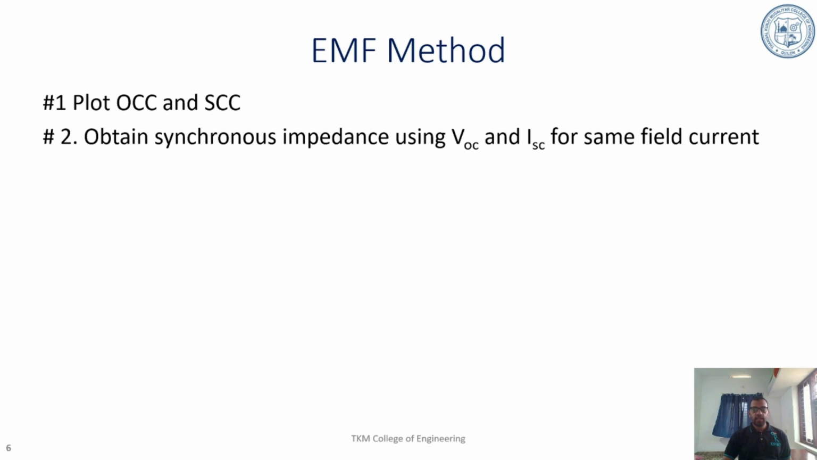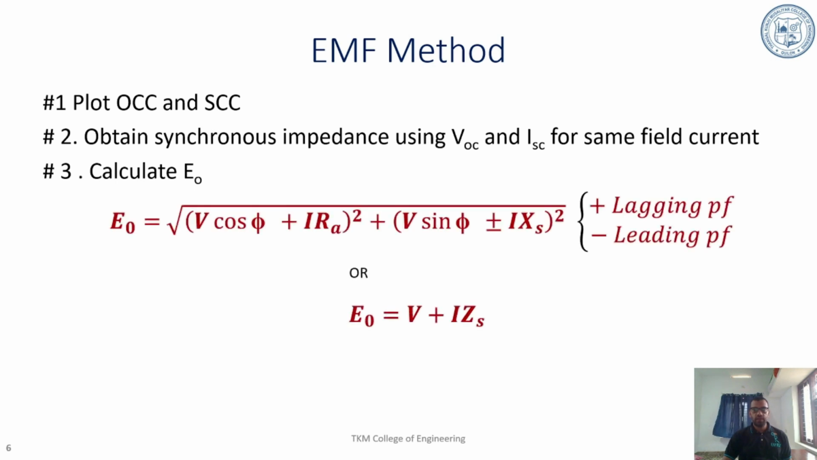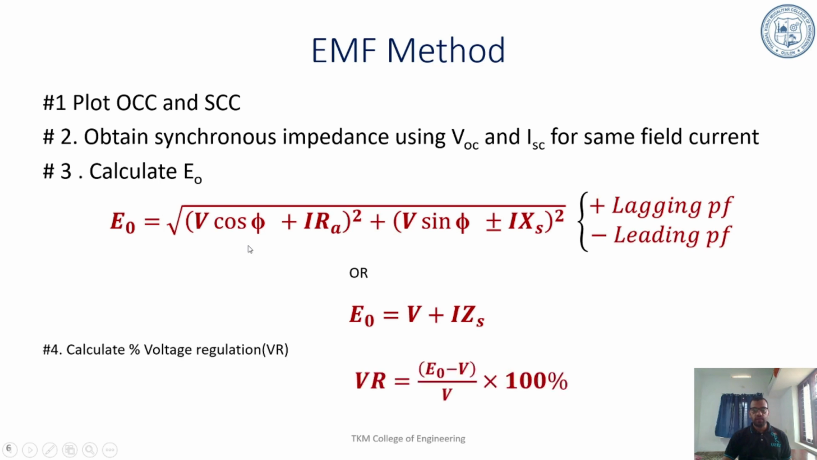After getting synchronous impedance, we can measure armature resistance. If we got armature resistance and synchronous impedance, we can calculate synchronous reactance. Then we can calculate E0. E0 can be calculated by means of the general expression V plus I into Zs, or by means of the expression which we derived from the phasor diagram. Then after getting E0, we can calculate voltage regulation by means of this equation. This is the procedure which we are using in the case of EMF method.